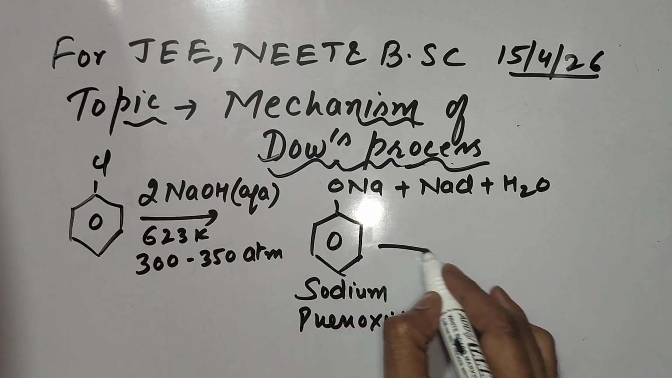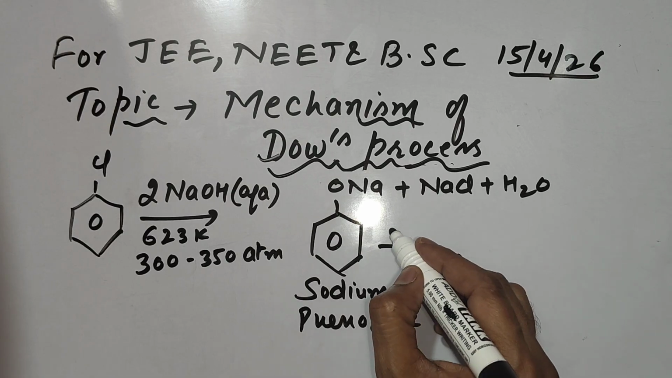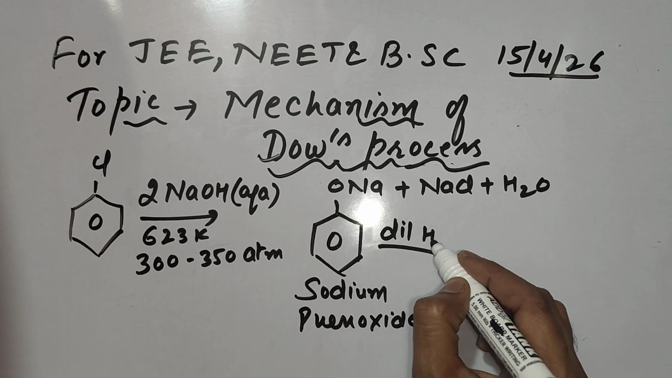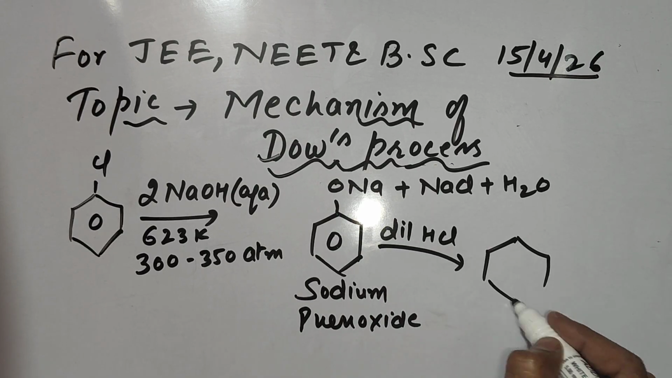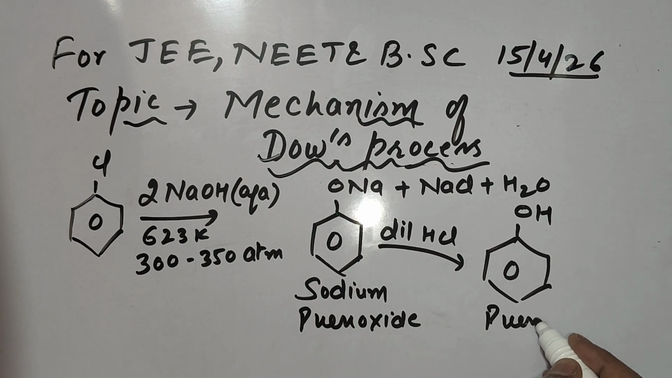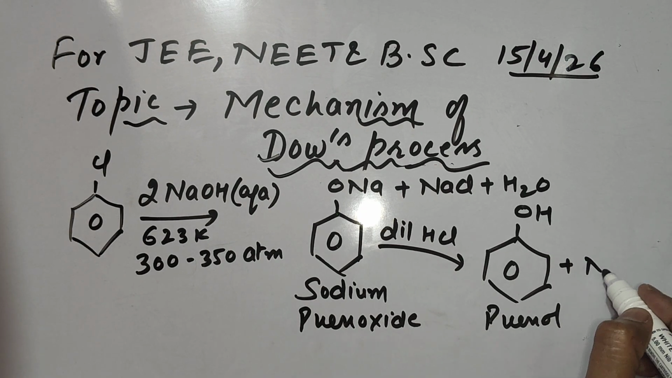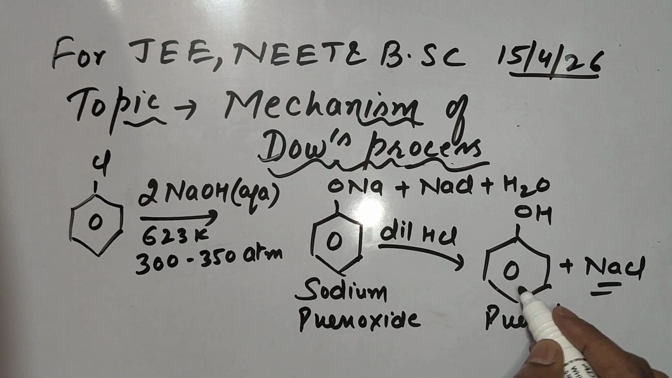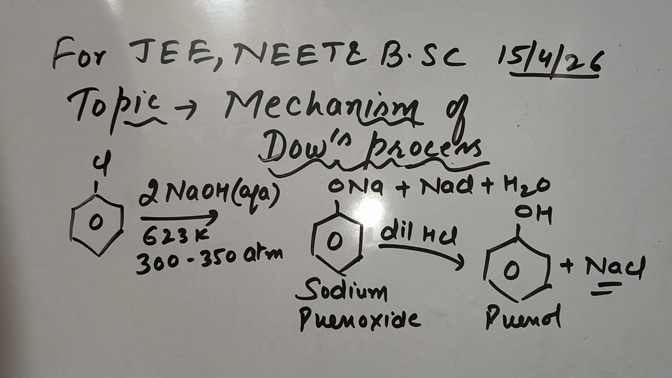This sodium phenoxide, on further acidification, means reacting with acid, was giving phenol and sodium chloride as a side product. This phenol was our main product. So this was the reaction, and yesterday I told you a trick to learn it up to 12th level, but the mechanism was not discussed. Let's start the mechanism now.